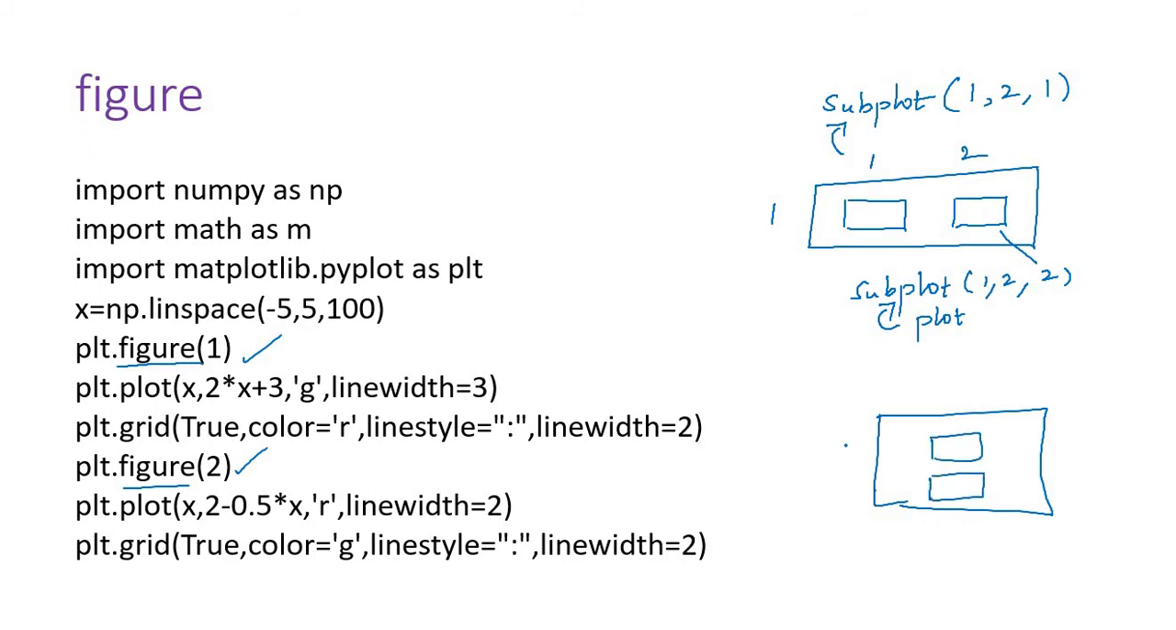I want a figure something like this. So now it is 2 rows and 1 column. So here I need to give 2 comma 1, 2 comma 1. Okay, in that first figure, second figure. Let us try these two things.